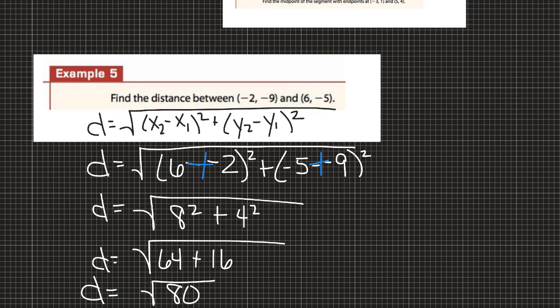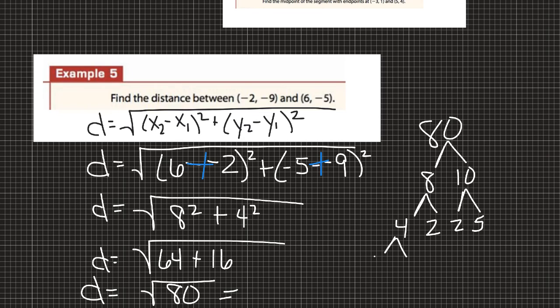Now, 80 doesn't have a nice little easy number. It can bust out into, like, 81 would be 9, but 80 is nothing like that. So I could break it down up here and say 8 times 10. 8 is 4 times 2. 10 is 2 times 5. 8 is 2 times 2, bring down the 2, bring down the 2, bring down the 5.